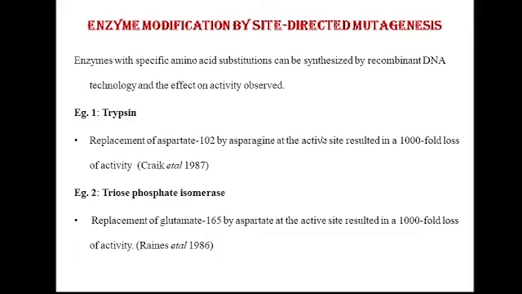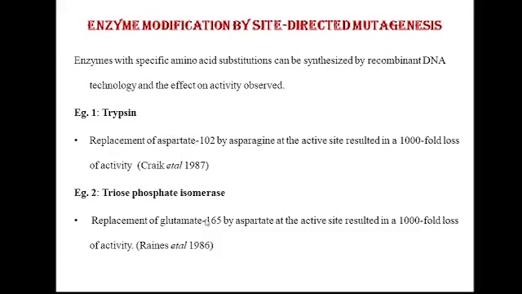To exemplify this, we have chosen the example of trypsin, in which Craik and his associates in 1981 did an experiment whereby they replaced aspartate, which was present at the 102nd position, by asparagine. And this replacement resulted in a 1000 times loss of the activity of trypsin. So we can definitely say that it is aspartate which is present at the active site and responsible for the activity of the enzyme.